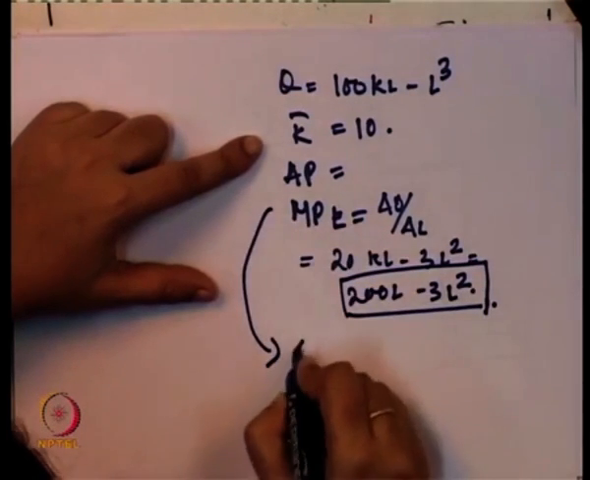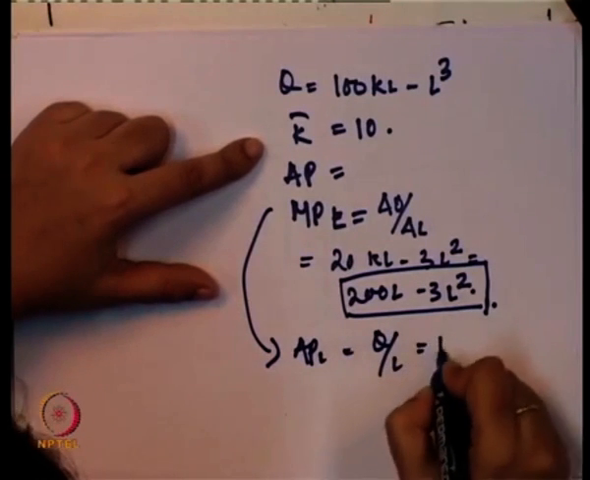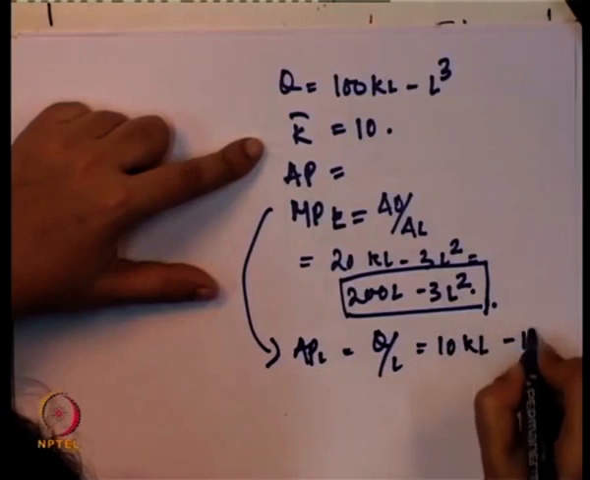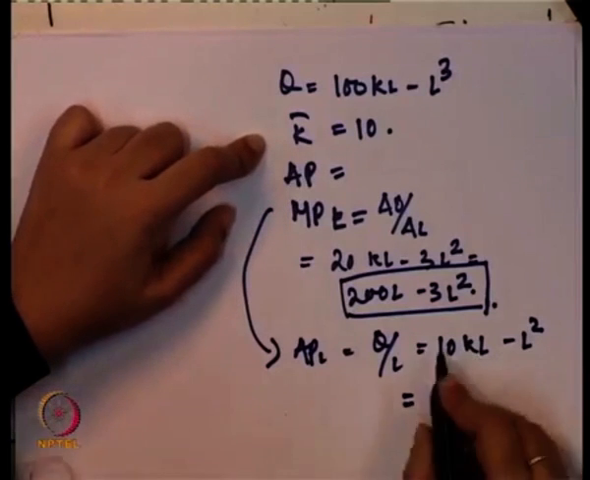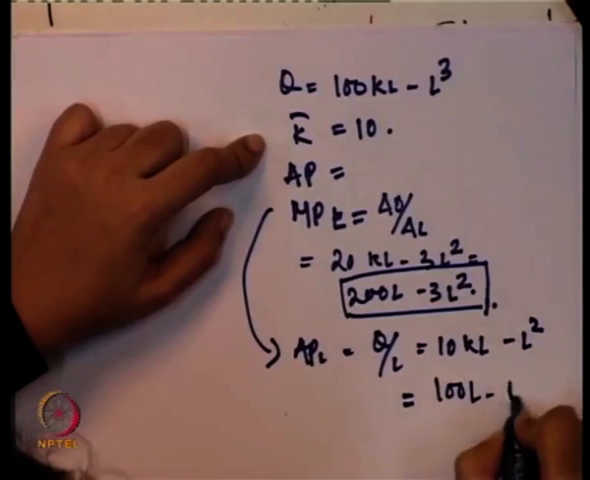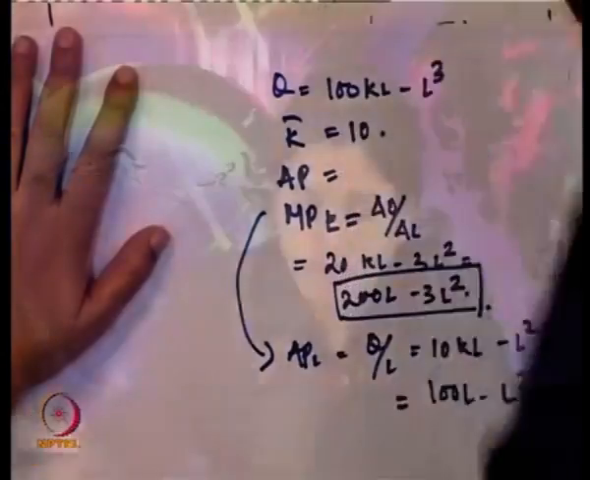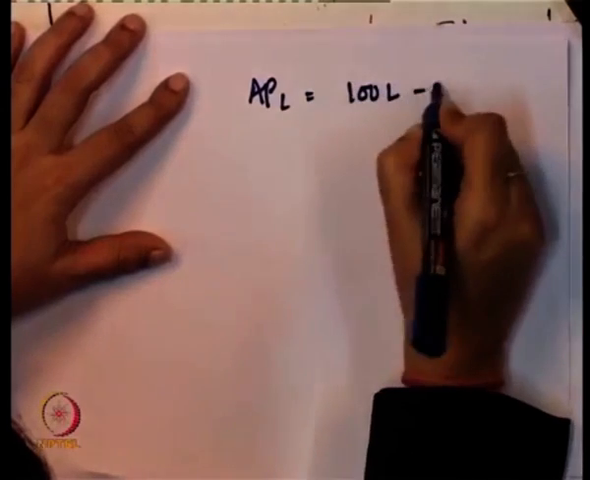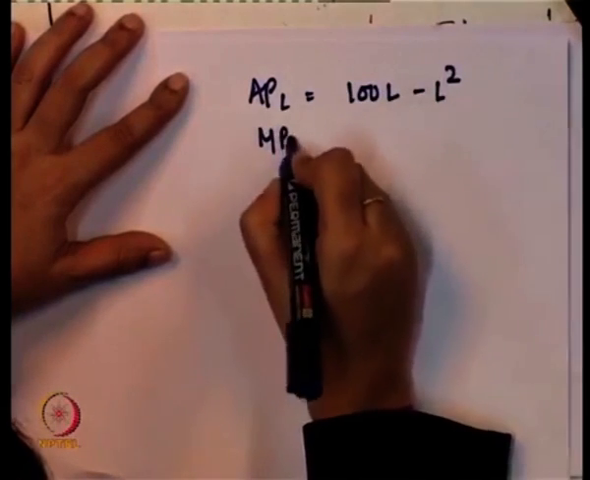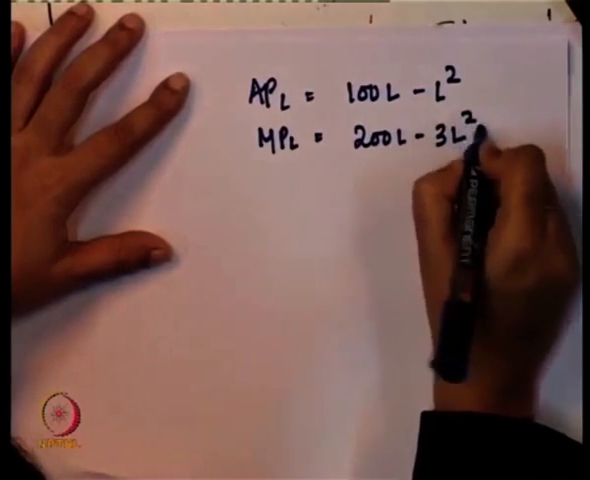Now, we will find out the average product of labor. Average product of labor is Q by L. So, that comes to 10 KL minus L square, which is equal to, since K is equal to 10, 100 L minus L square. So, average product is 100 L minus L square. Marginal product of labor is 200 L minus 3L square.